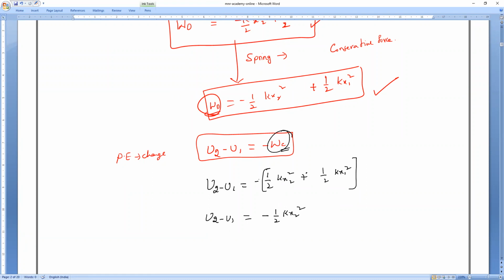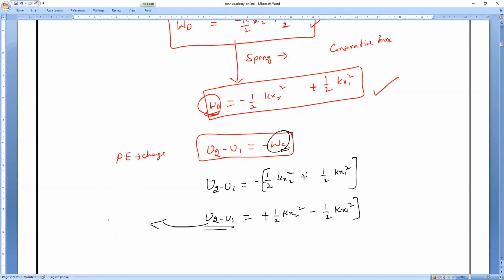Now this one, minus. Actually before also it is minus, I forgot it. So minus into minus, it will turn into plus. And here, minus into plus, it will turn into minus 1 by 2 k x1 square. Am I right, guys? All of you understand? Please respond.